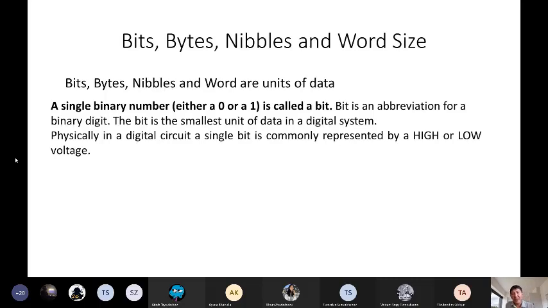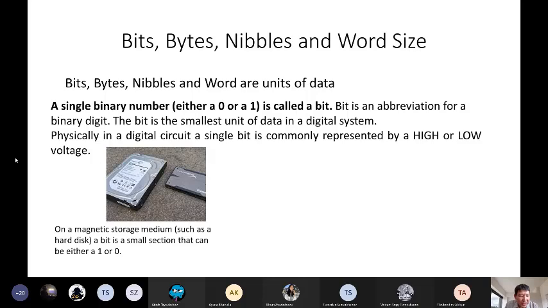So physically, what we actually do in a digital system is assemble and construct devices, digital circuits, where we give an input of some high or low value, and on the output we get a high or low value. So in a digital circuit we operate with the numbers 1 or 0. So it's 1 bit of data.